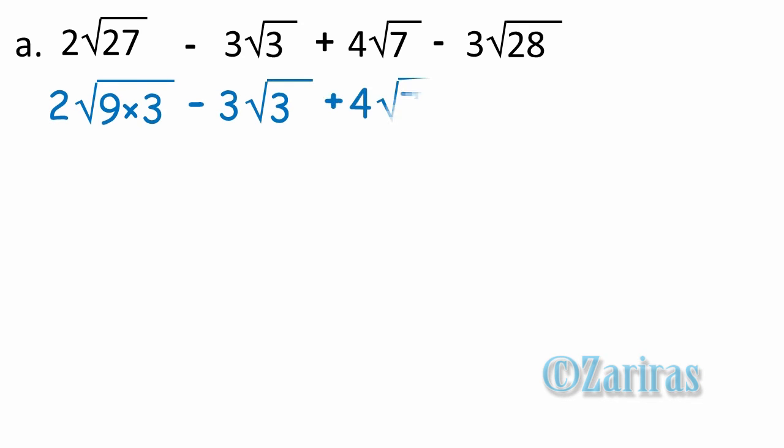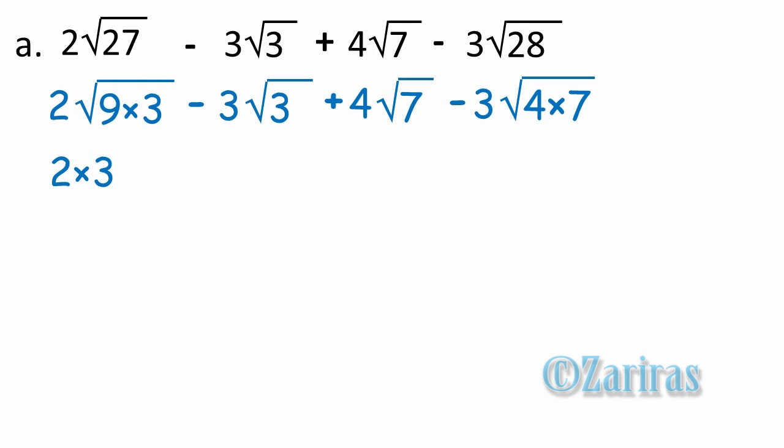So 2 root 27 we could write as 9 into 3, minus 3 root 3 plus 4 root 7, and 28 we can write as 4 into 7. How to convert 28 into 4 into 7 we learnt in the very first question. So that would be easy. If we cannot find the square number factors, we could use the LCM method. So now 27 we got as 9 into 3, and 28 as 4 into 7.